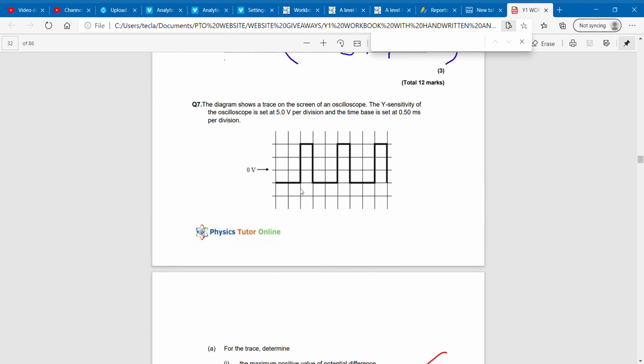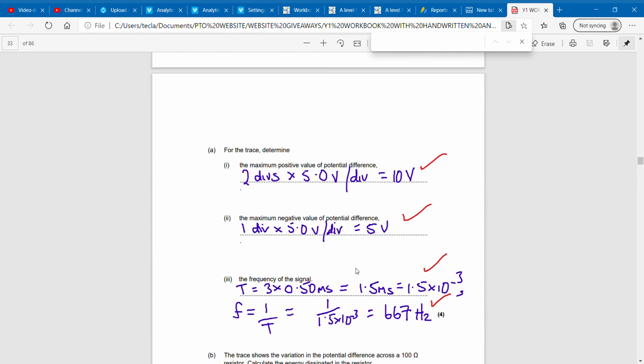So one whole trace, or one whole oscillation, if you like, is 1, 2, 3. So this is where it starts to repeat. So 1, 2, 3 divisions multiplied by 0.5 equals 1.5 milliseconds. 1.5 times 10 to the -3 seconds. And then using f equals 1 over t, so 1 over 1.5 times 10 to the -3 equals 667 Hertz. So you can see how the marks are awarded here for this part of the question.